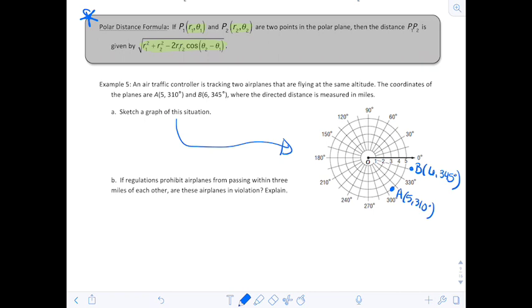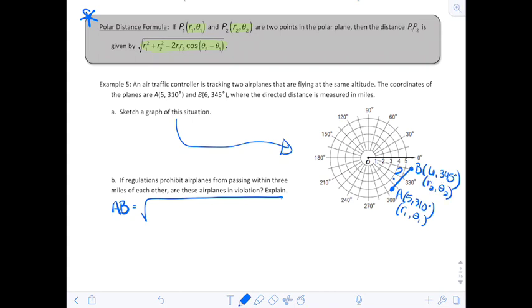Okay, problem B says, if regulations prohibit airplanes from passing within 3 miles of each other, are they in violation? And explain. Well, we're simply going to use the distance formula to know how close the planes are. So we're going to take the distance AB and just plug into that formula. So A is my R1, theta 1, and B is my R2, theta 2.